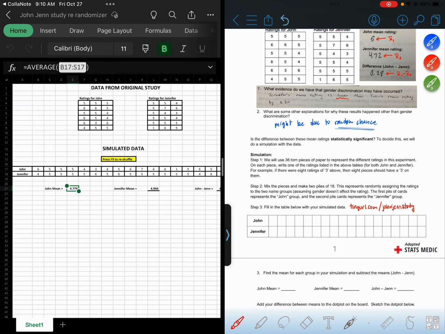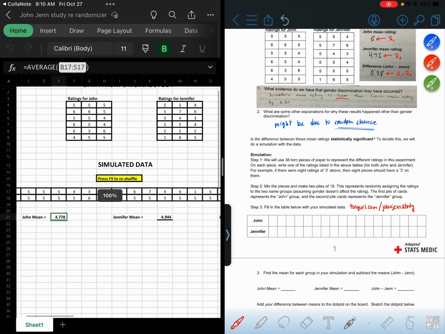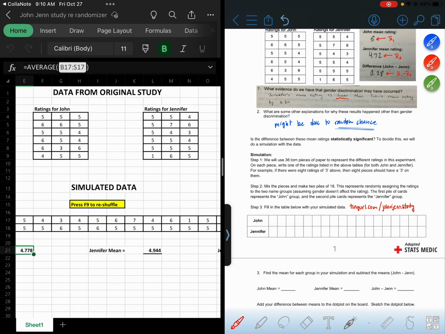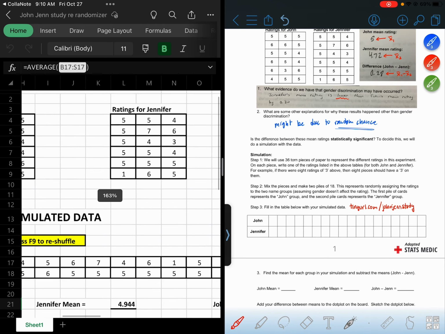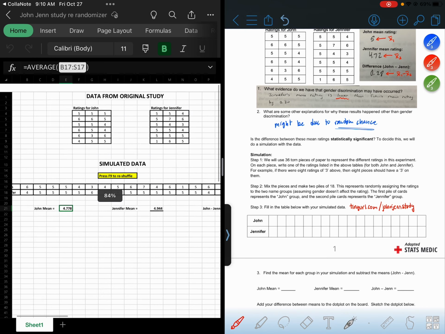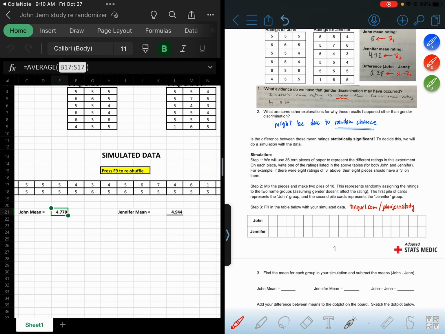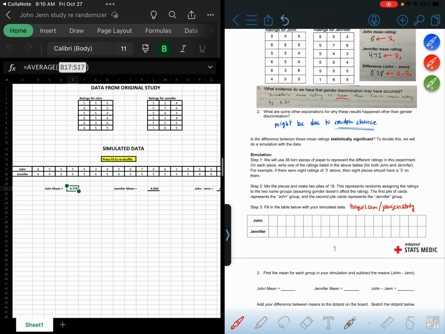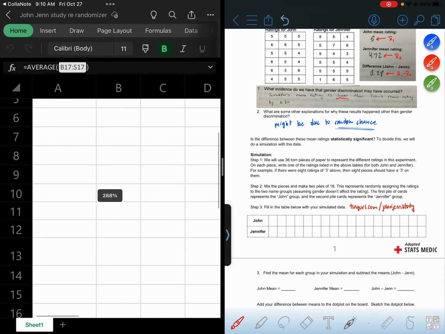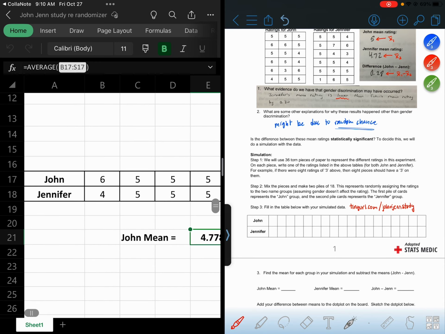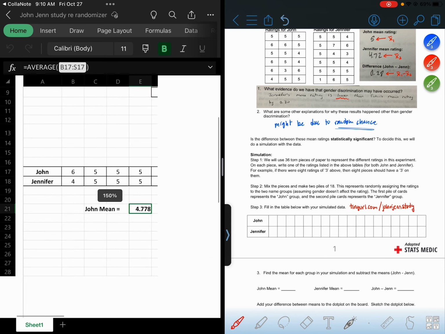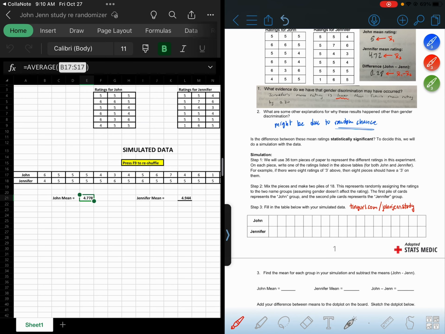All right. So in this Excel file, what you see are John's original ratings in the top left, Jen's original ratings in the top right, and then you see a button or just a cell that says press F9 to reshuffle. Now you actually don't have to press anything because every time this page loads again, it automatically reshuffles the numbers. So it's taking all 36 scores, shuffling them up, and then assigning John and Jen a new set of scores. And that's what you see in those two rows there, right? So you see John's new set of scores and Jennifer's new set of scores.